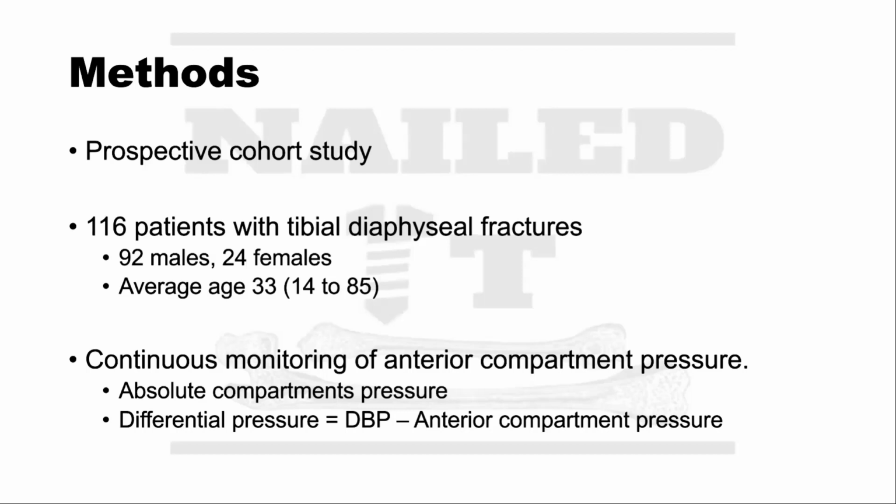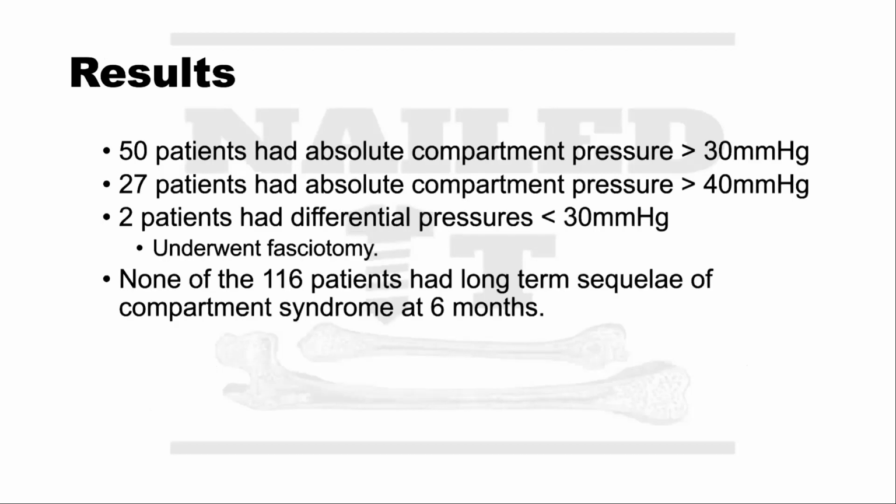And now we move on to the results. And I'd like you to just bear with me and follow me along for this results section. So 50 patients had an absolute compartment pressure of greater than 30 millimeters of mercury, and 27 patients had an absolute compartment pressure of greater than 40 millimeters of mercury. However, none of those patients had any long-term sequelae of compartment syndrome after 6 months.